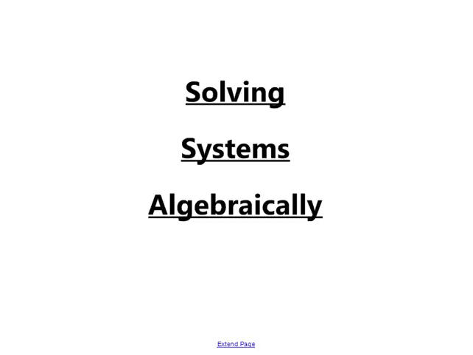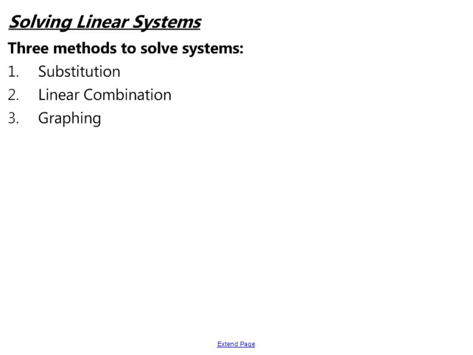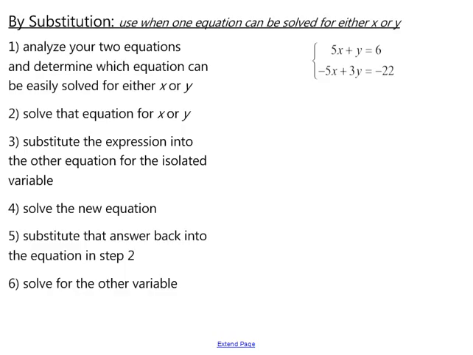Solving systems algebraically. This is an Algebra 1 review. When we're solving linear systems, there are three methods to solve: substitution, linear combination, and graphing. We use substitution when one equation can be solved for either x or y. So first, analyze your two equations and determine which equation can be solved for either x or y easily.